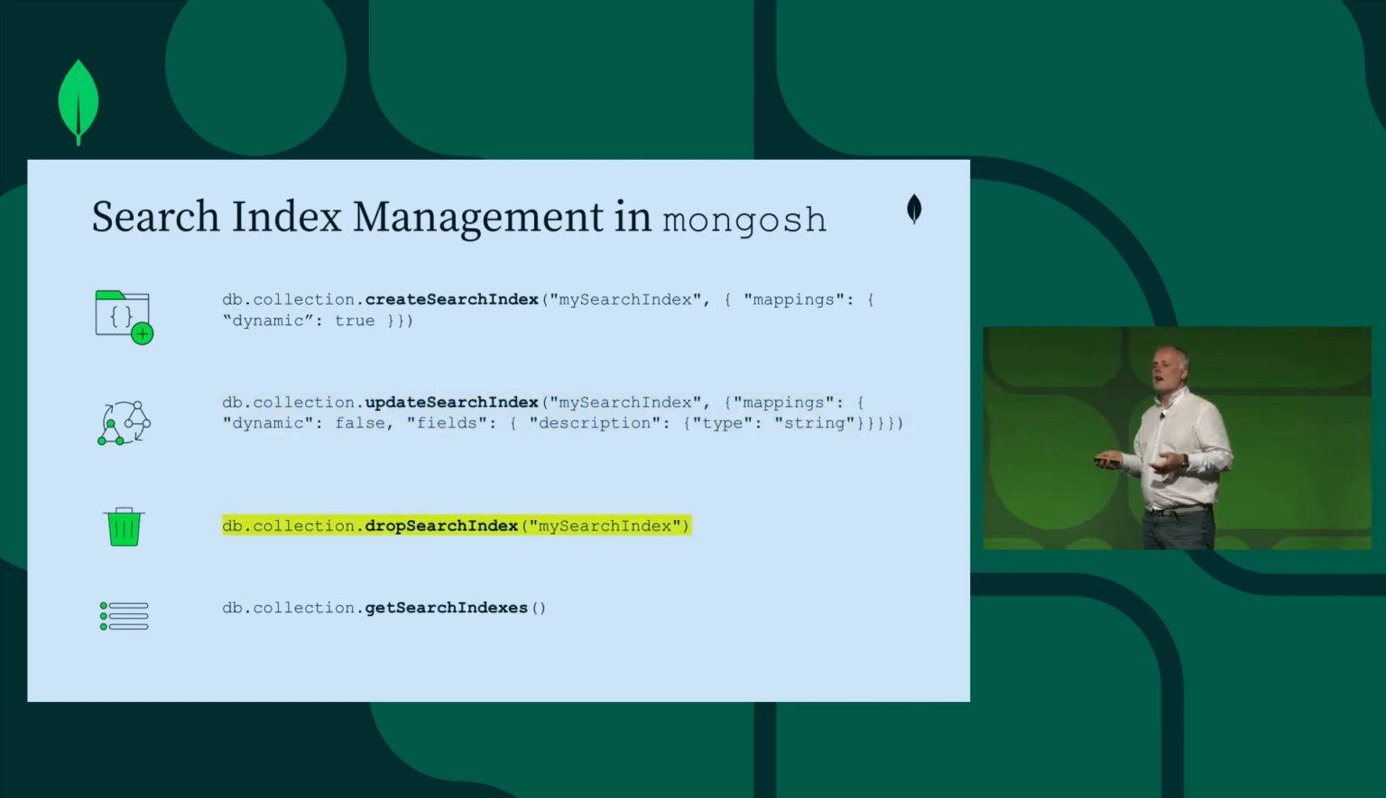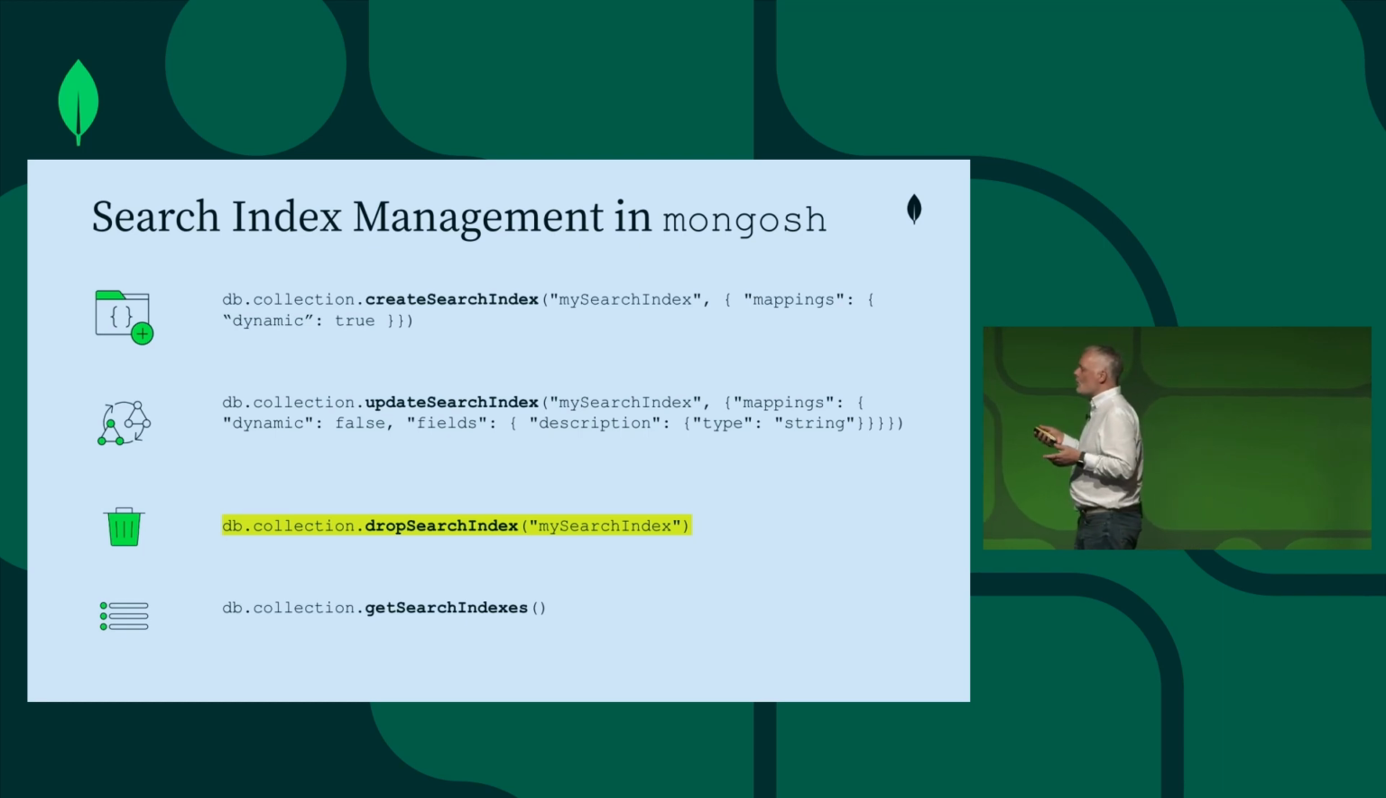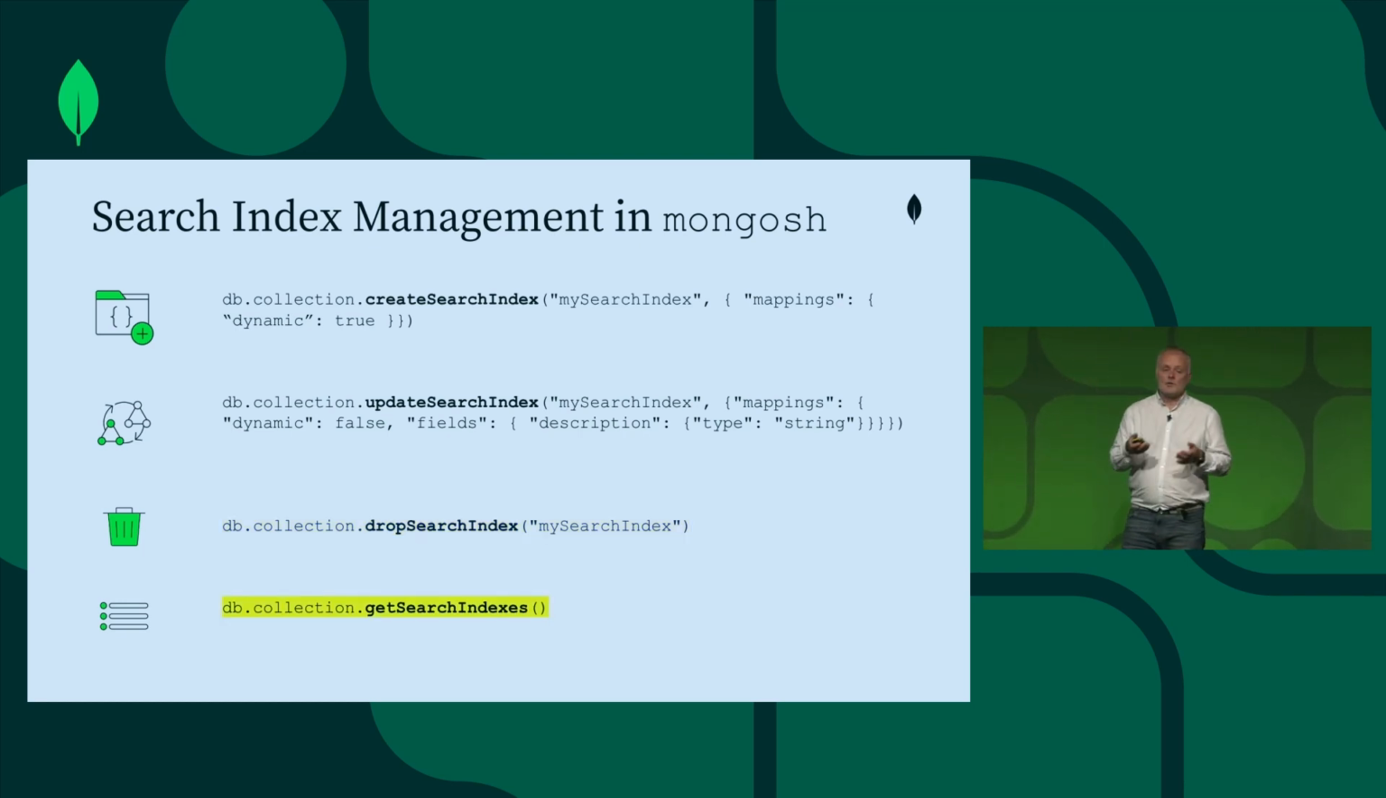At some point in time, you retire a feature or you come up with a new search index which makes this one obsolete. You can remove it by doing drop search index. And if you want to see what search indexes you have on your collection, then you can use get search indexes. And then that will also give you some status information.